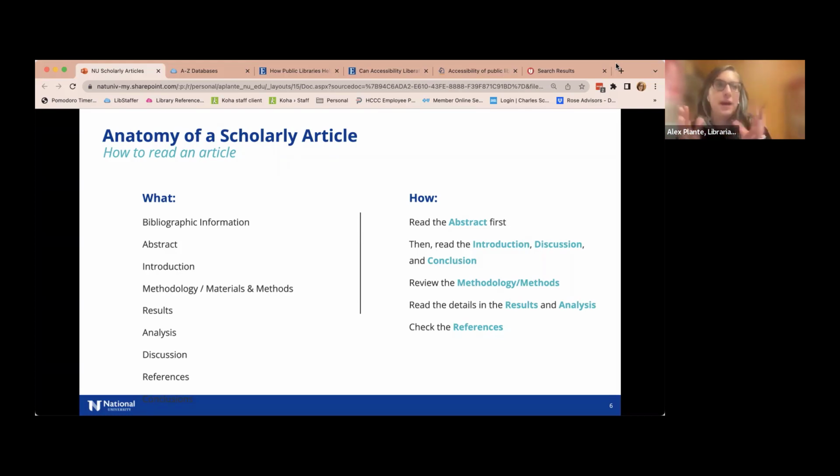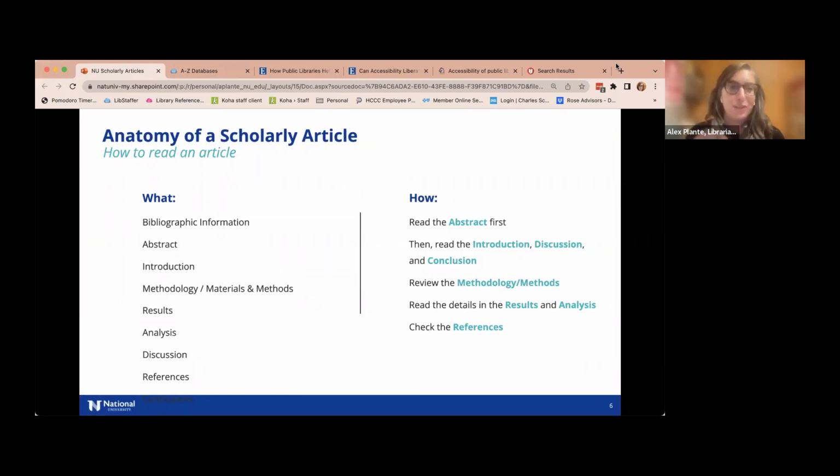But again, unless you're really going to use this article a lot in your dissertation, it's probably okay to just review this and get a good idea of what their approach was. Then you're going to go into their results and their analysis, because the results and analysis are going to let you know that raw data, okay? And they're going to do a little bit of analysis of that data.